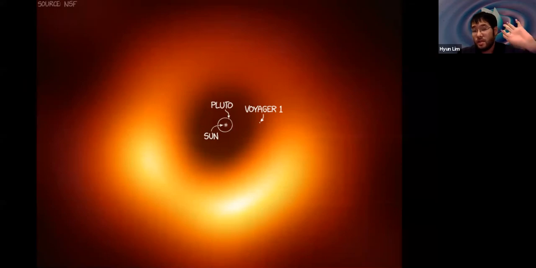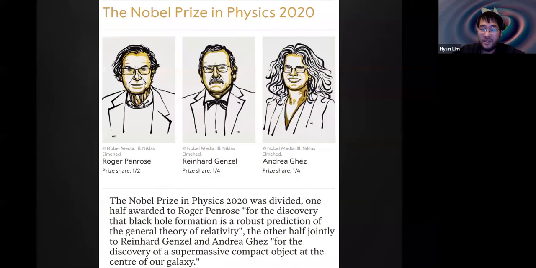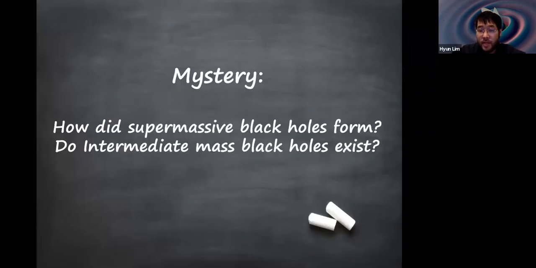So now we know the existence of the supermassive black hole. We also know that there are stellar mass black holes with masses like 10 solar masses. But we really don't know about the existence of the intermediate mass black hole, and also their formation channel. And by the way, this is the Nobel Prize in Physics 2020 awarded to Genzel and Ghez for discovering the supermassive black hole. And I think HN will give a show about this event in early December.